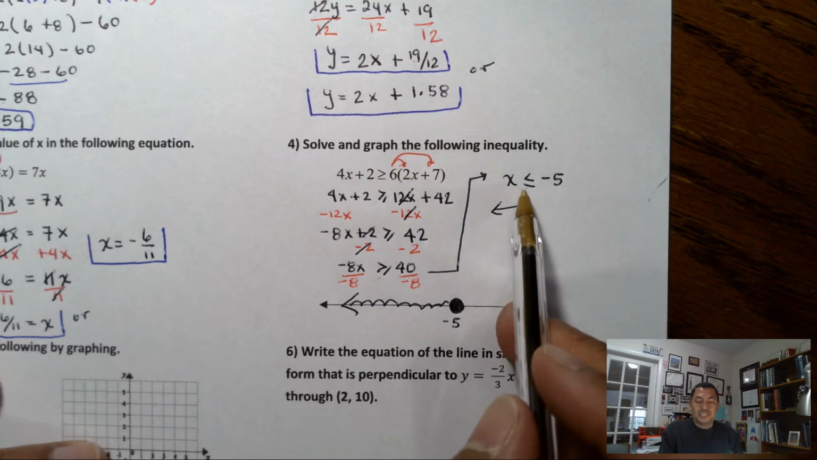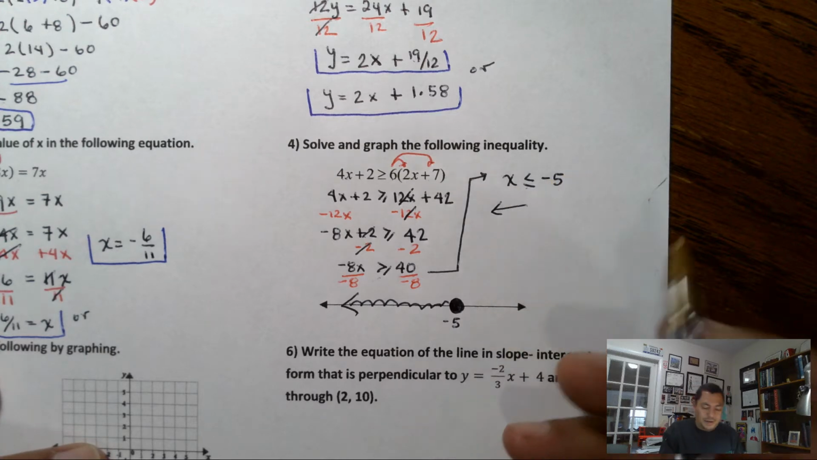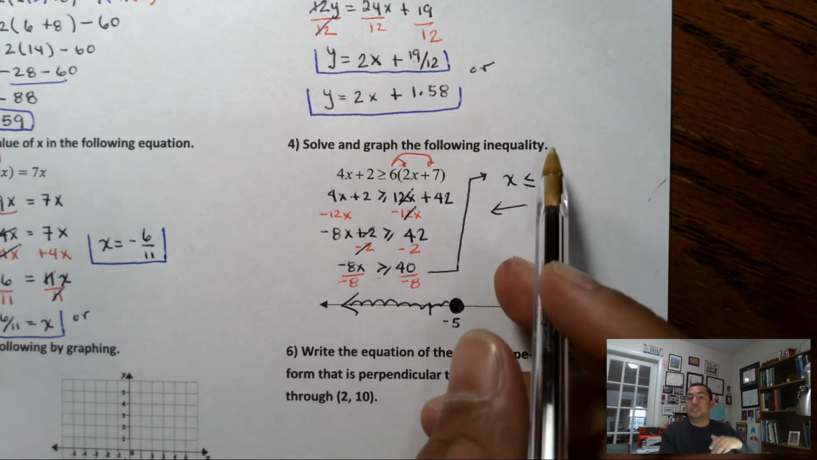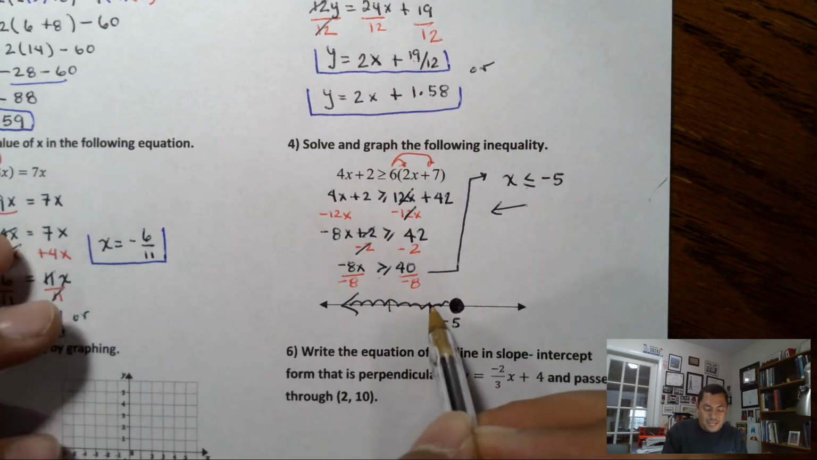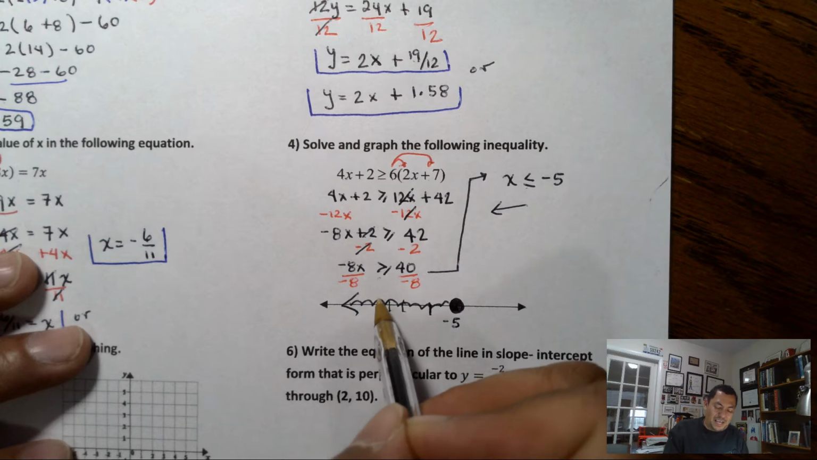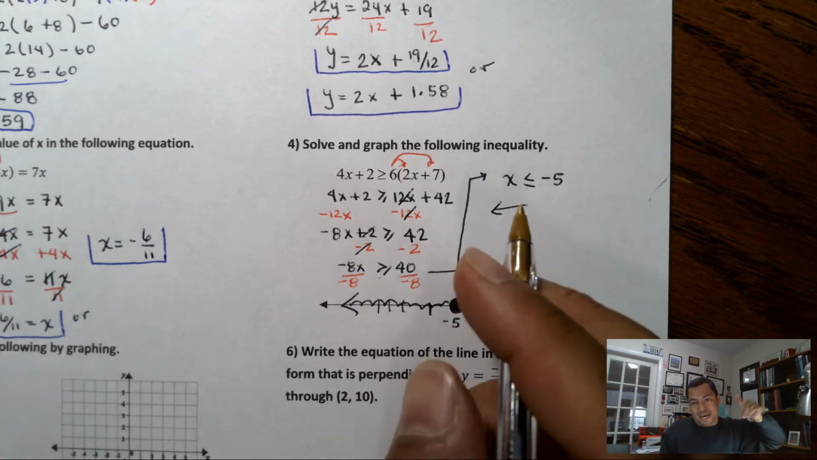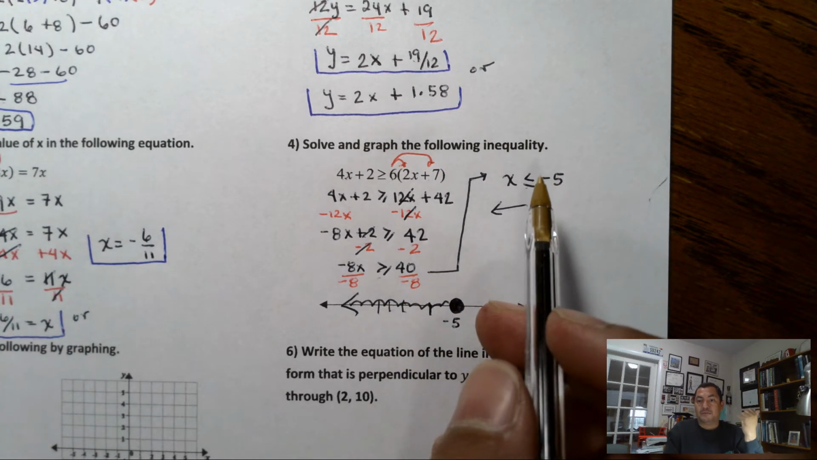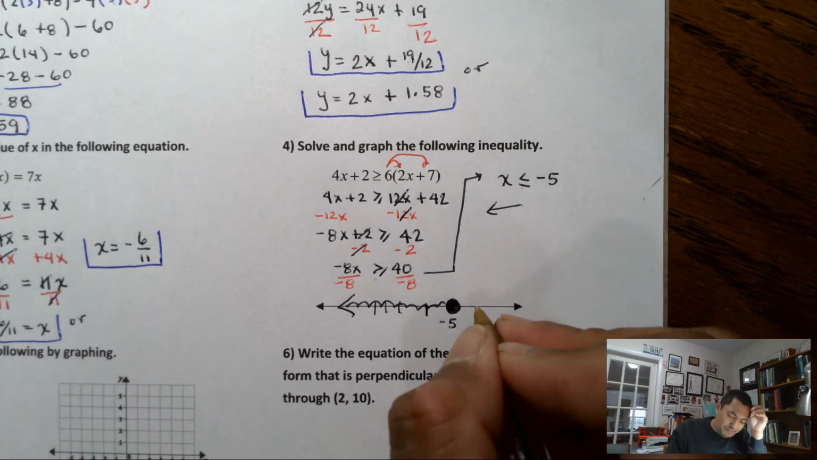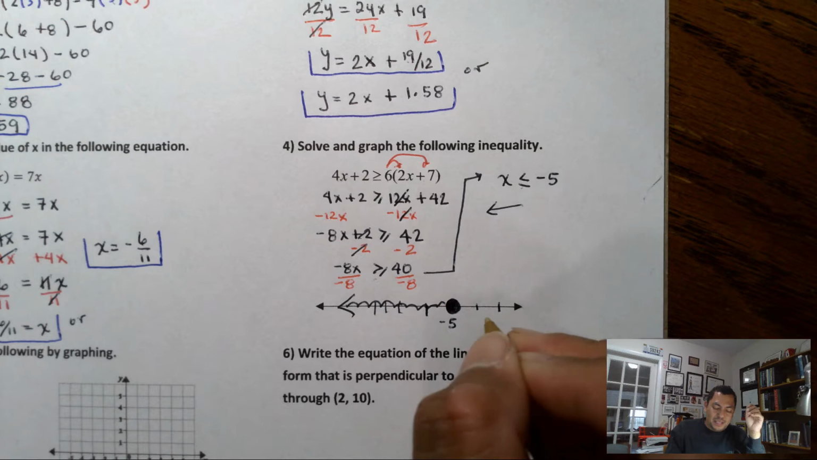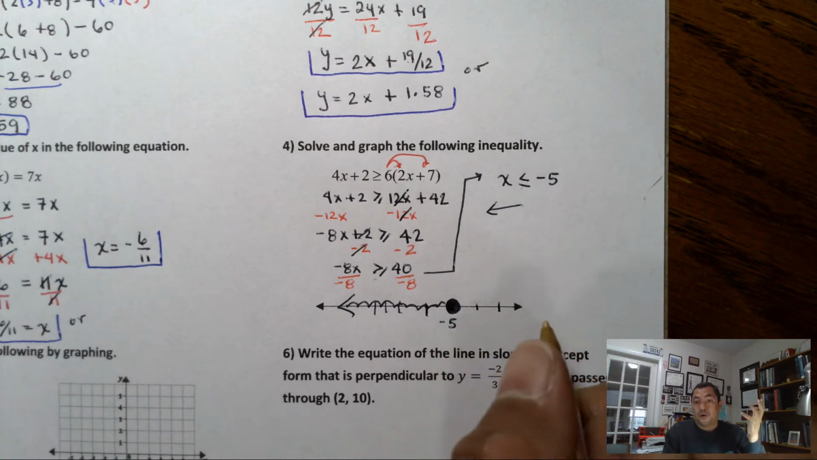Which number is less than negative 5? Negative 6, negative 7, negative 8. The bigger the negative is, the less value it becomes. So I have negative 4 here, negative 3. These two are greater than negative 5. So our answer is correct.